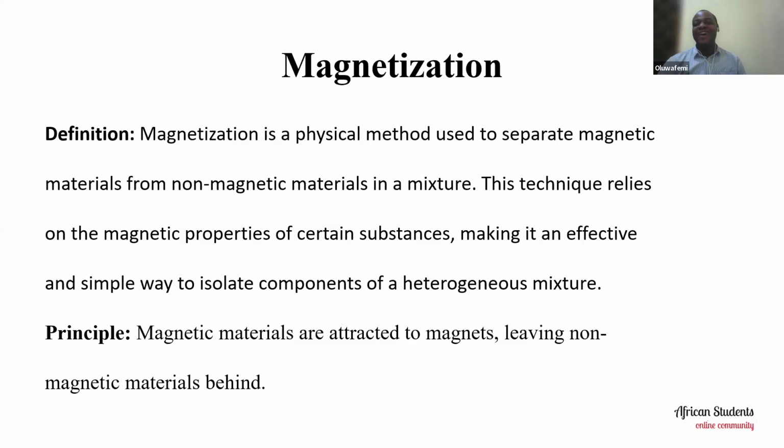So we can use magnetization as a separation technique also. Magnetization, by definition, is a physical method used to separate magnetic materials from non-magnetic materials in a mixture. This technique relies on the magnetic properties of certain substances, making it an effective and simple way to isolate components of a heterogeneous mixture. So what is the principle of magnetization? It operates on the principle that magnetic materials are attracted to magnets, leaving non-magnetic materials behind. That's the principle on which it operates.